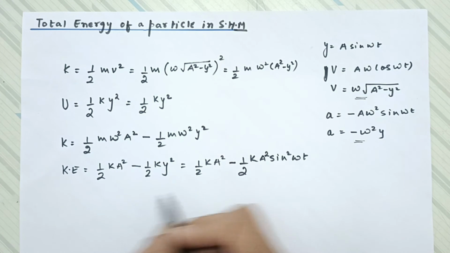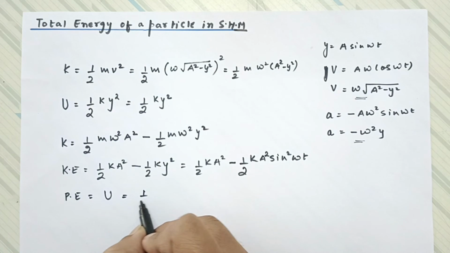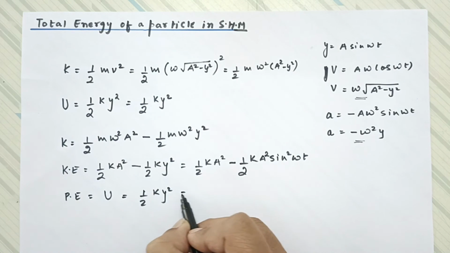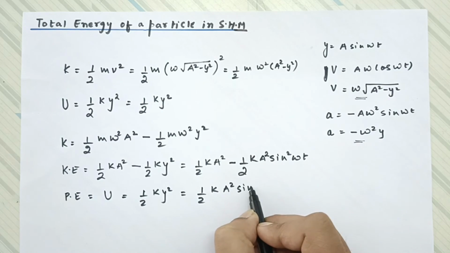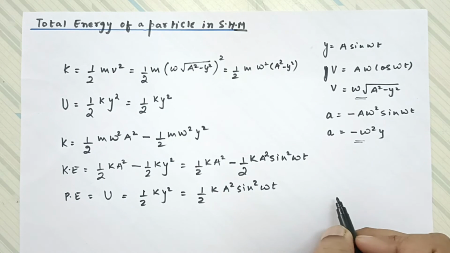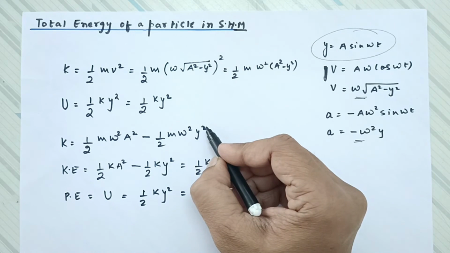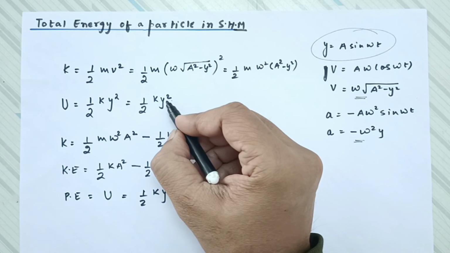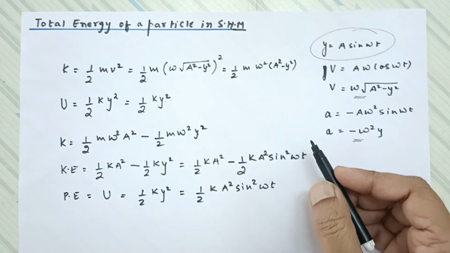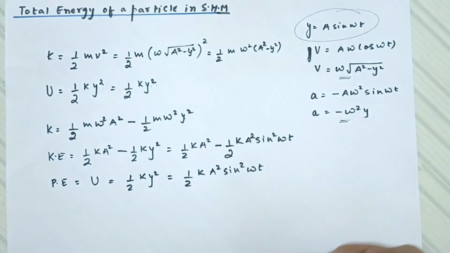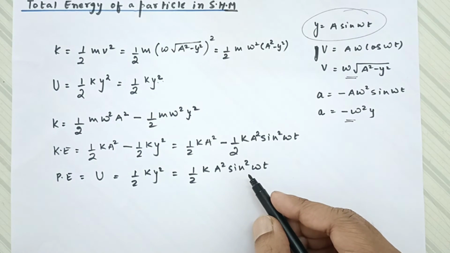Now this is the kinetic energy. Now the potential energy U is equal to half k y square, that can be written as half k a square sine square omega t, because I am simply substituting this here and here. Instead of this y and this y, I am substituting this to get these two equations in sine and cosine functions. Not really necessary, but since it is given in the textbook, I prefer to do that.